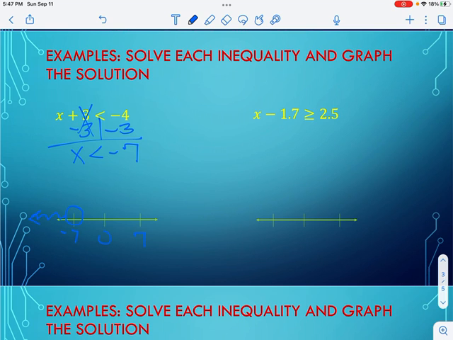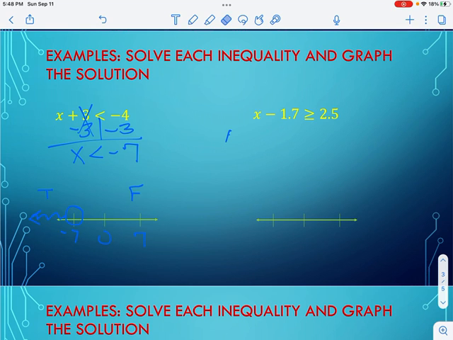Now, if you want to check it, here's how you would check it. If you pick something from your shaded region and plug it in, it should make it true. If you pick something from the unshaded region and plug it in, it will make it false. So, for example, if I pick positive 7, 7 plus 3 is 10. 10 is not less than negative 4, and that made it false over here. If I pick, let's say, negative 10, negative 10 plus 3 is negative 7. Negative 7 is less than negative 4, and that made it true. So that gives me an idea that we're on the right track.